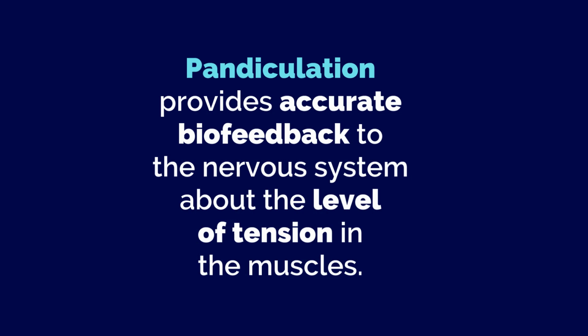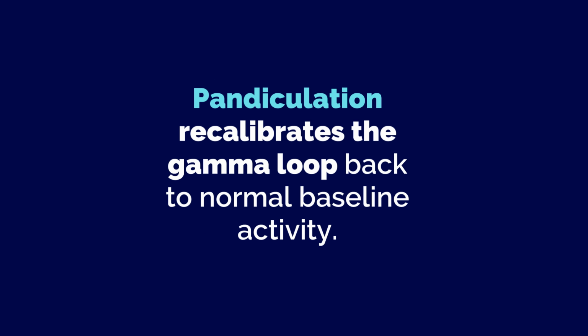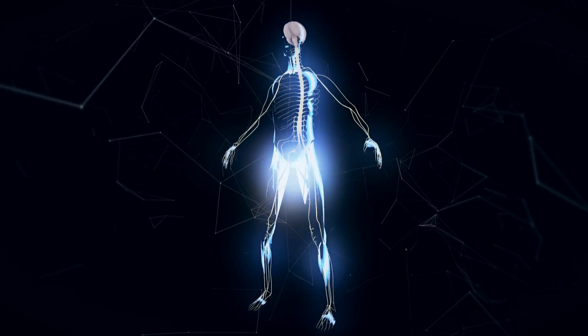We do this with a technique called pandiculation, which is our nervous system's natural, hardwired way of releasing built-up muscle tension. Pandiculation involves contracting the tight muscles even more and then very slowly releasing them. This provides accurate biofeedback to the nervous system about the level of tension in the muscles. When we pandiculate our muscles on a regular basis, it gradually recalibrates the gamma loop back to normal baseline activity, which reduces muscle tension.